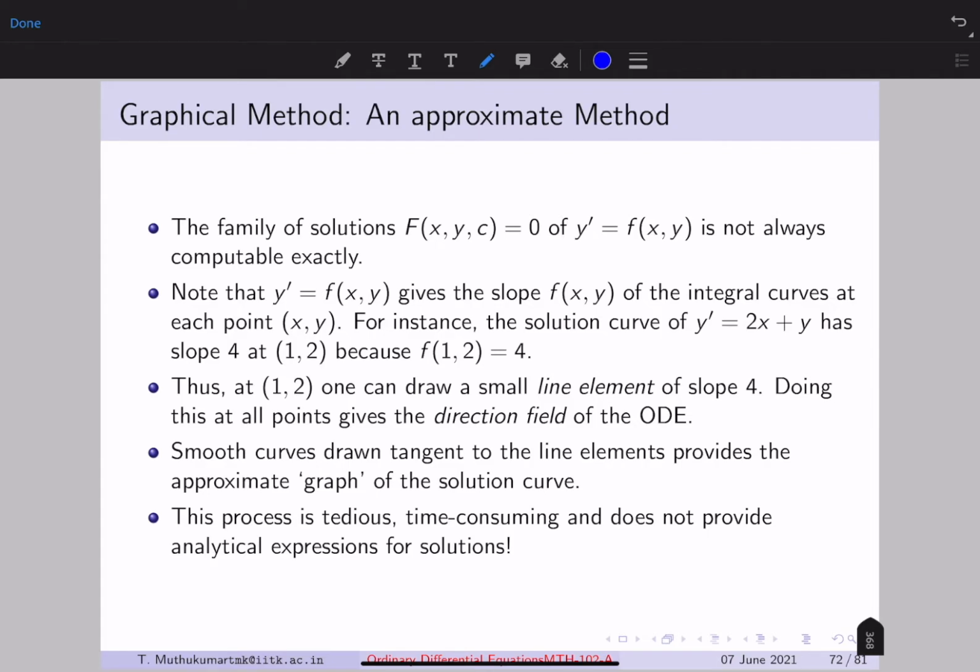So it's a tedious process, it's a time consuming process, and it does not provide you any formula for the solutions, right? It just gives you some shape of the graph, and just looking at the shape of the graph you can also predict what will be the value at some other point which we want, right? So in that way it's useful when you can't really write down a closed form solution. Which is why it's an approximate method. It is called the graphical method.